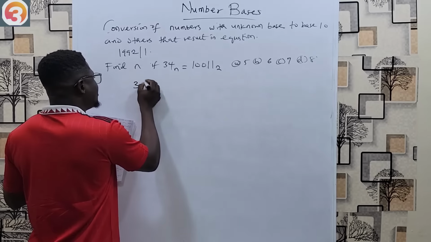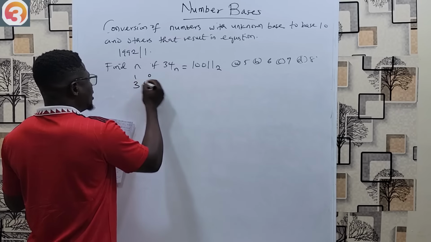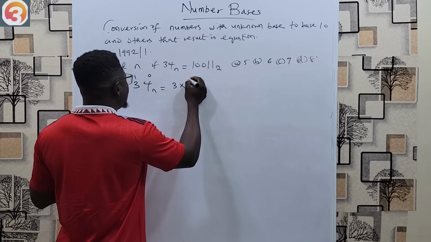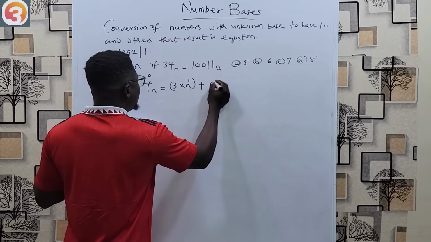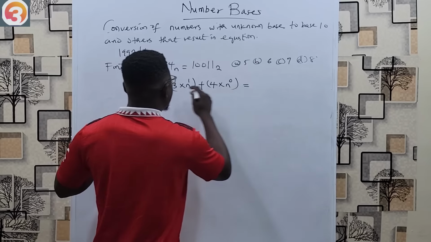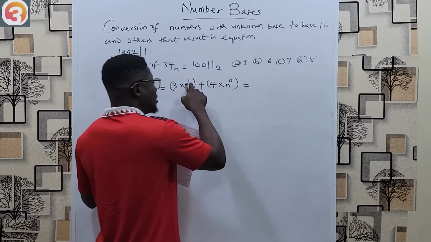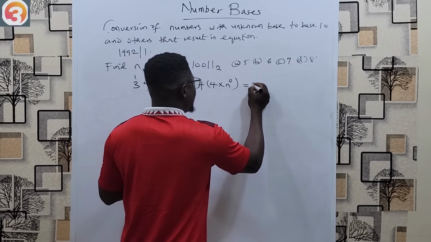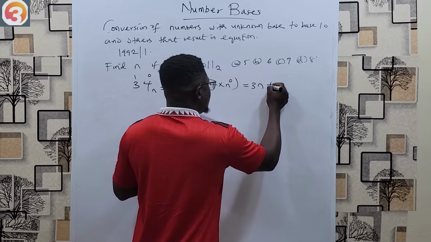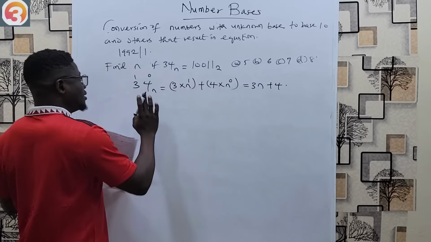So we have 34 base n. Let's deal with this 34 first. So I have 3 times n raised to power 1 plus 4 times n raised to power 0. So this will give us 3 times n. n raised to power 1 is n, so 3 times n will be 3n. n raised to power 0 is 1. 4 times 1 plus 4. So I've gotten 3n plus 4.